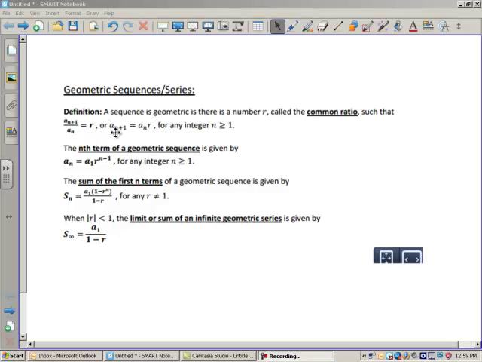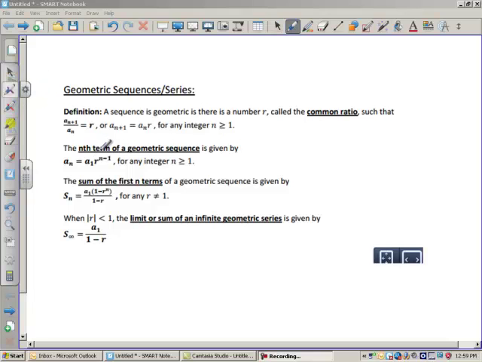Today we're going to talk about geometric sequences and series. We've spent a few days on arithmetic, and now we're going to talk about what happens if a sequence doesn't have a common difference. It has something called a common ratio. And I'm going to talk to you about that. So let's get out our pen and get after this.